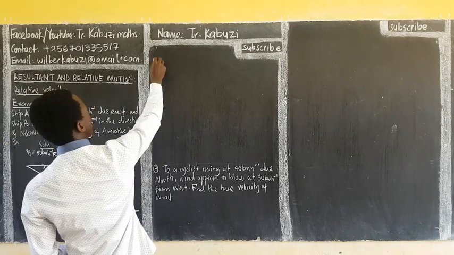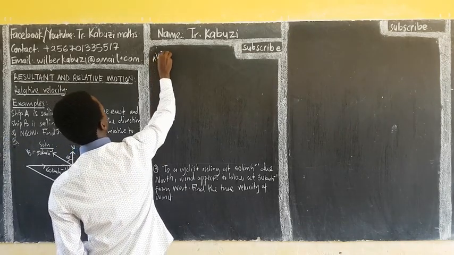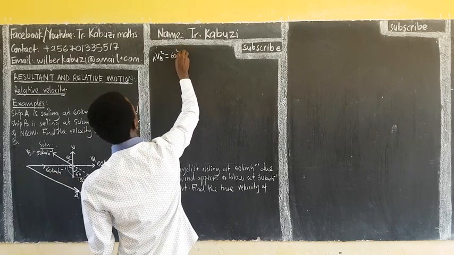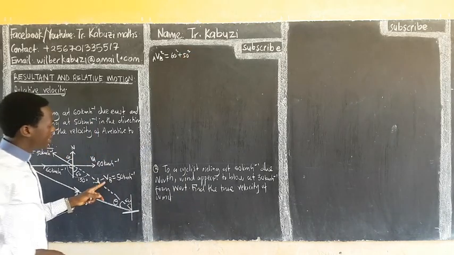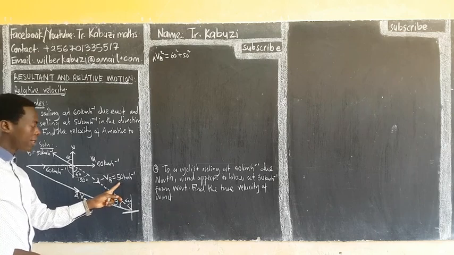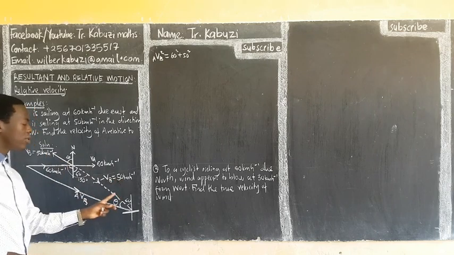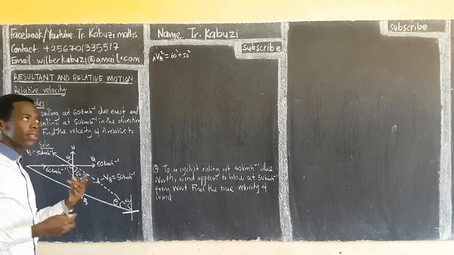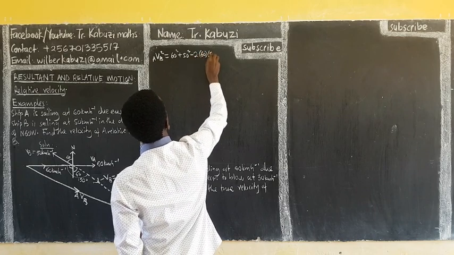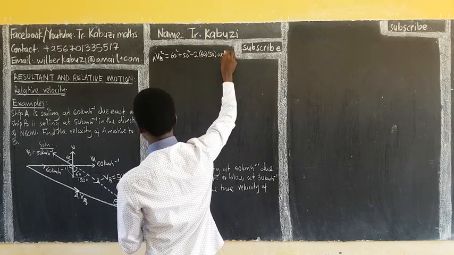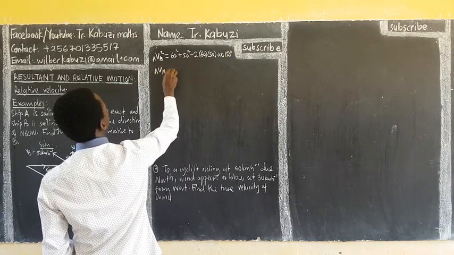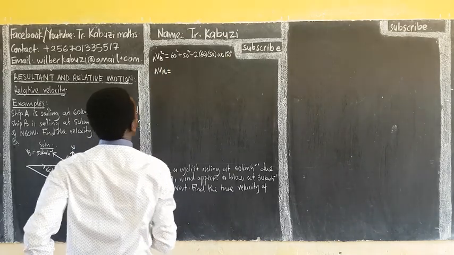From there you can see A relative to B squared will be equal to 60 squared plus 50 squared. We are just showing the negative of it, but the magnitude of the velocity is positive. That's why it remains positive. The magnitude of this appears as if it's negative. Then minus 2 into 60 into 50, then cos of 150 degrees. From there, A relative to B, we get the square root of the whole of that.